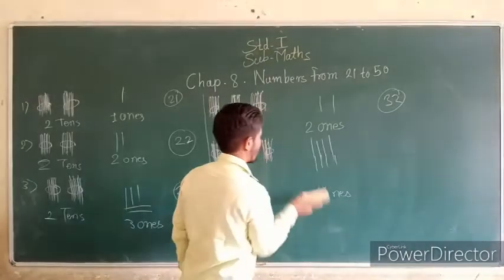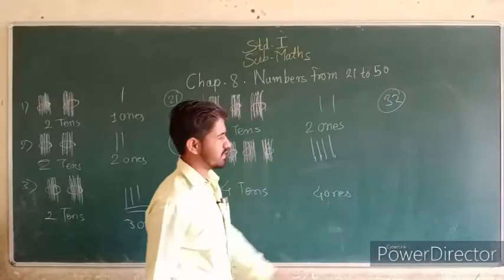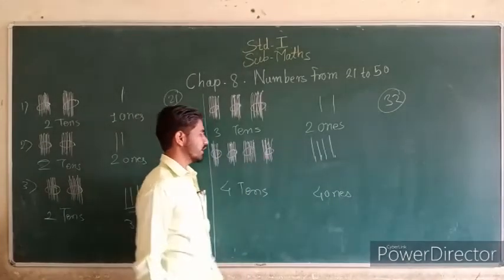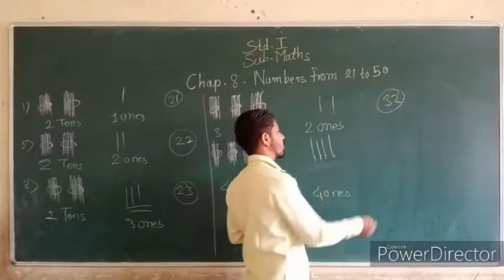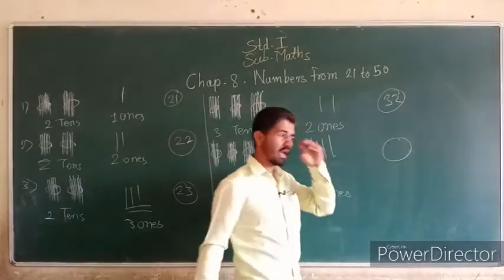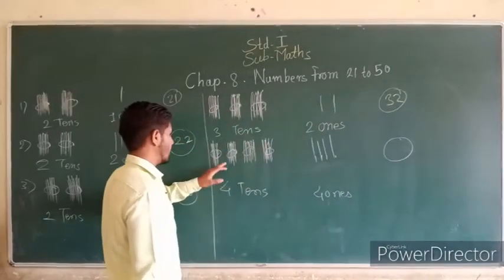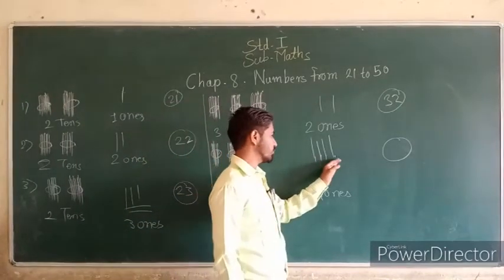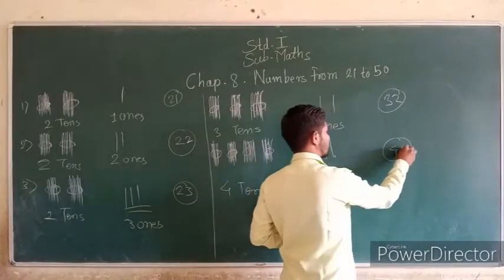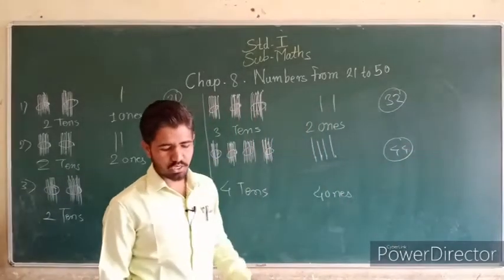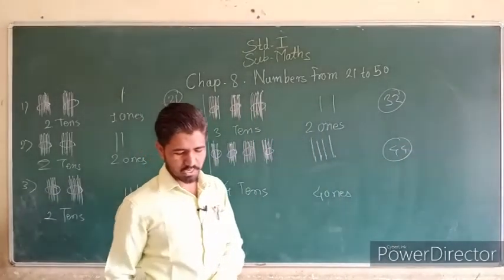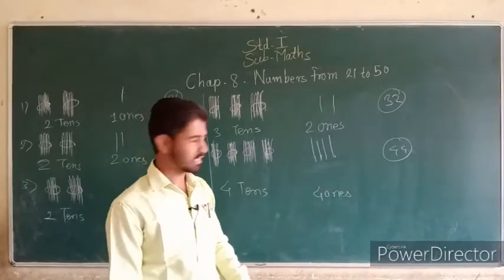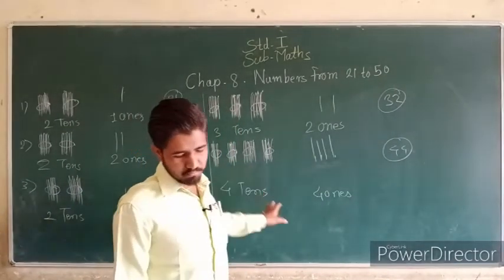So we have to count all of them and write their number. So how many tens? 1, 2, 3, 4 tens. And how many ones? 1, 2, 3, 4 ones. So which number do we get? 10 plus 10, 20, 30, 40, 41, 42, 43, 44. So which number do we get? 41. So students, you have to see page number 106, 107. In that 107, the fourth example, I will solve it.